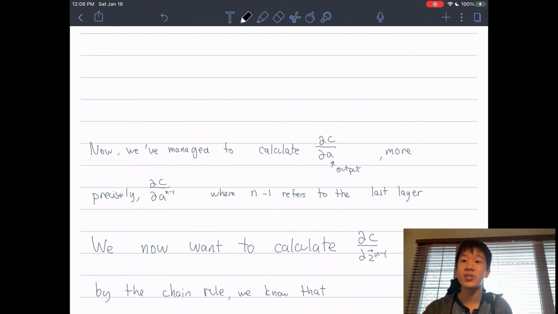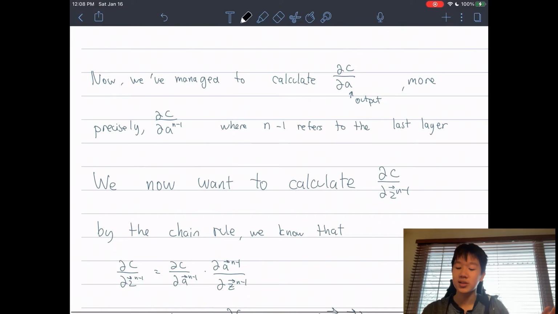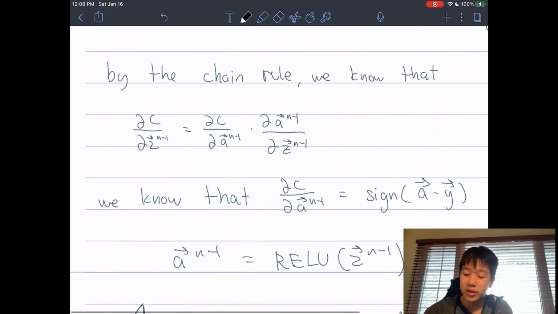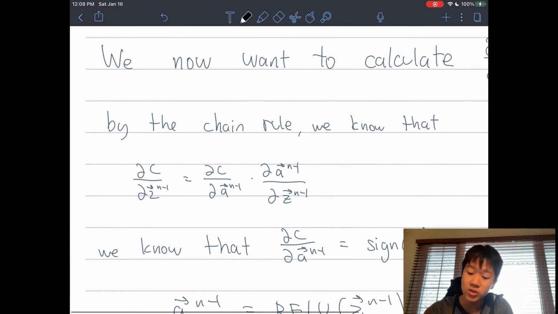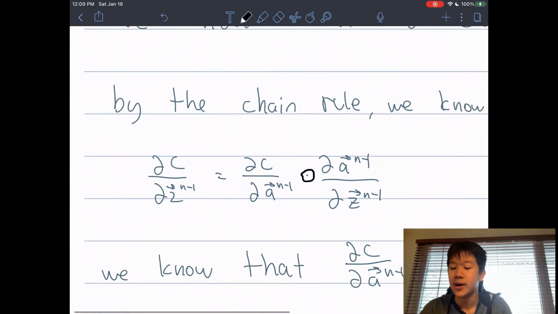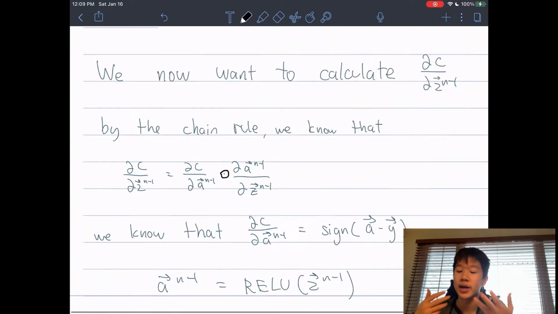So now we've managed to calculate del c over del a, and more precisely, del c over del a of n minus 1, so del c over del a of the last layer, where n minus 1 refers to the last layer. We now want to calculate del c over del z of n minus 1, the vector z. By the chain rule, we know that del c over del z n minus 1 is equal to del c over del a n minus 1, an element-wise product, so I'm going to put a circle around it, with del a n minus 1 over del z n minus 1, and you're going to see why it makes sense.